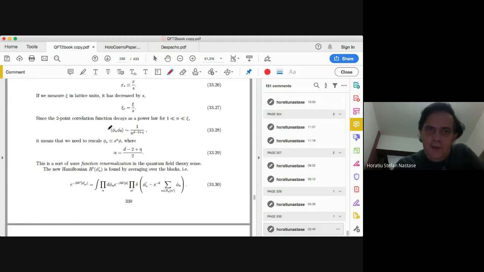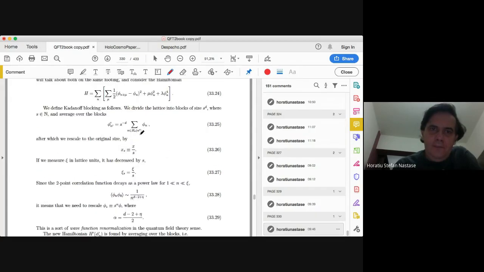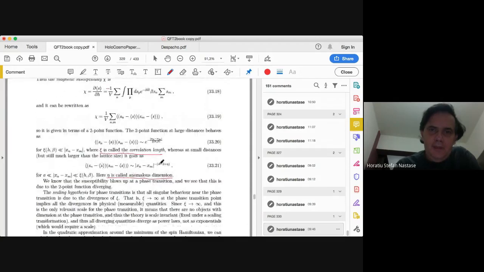But since the two-point function decays as a power law for the case of the distance, this discrete distance, I'll call it n. So distance in x space would be n times the lattice size a. So n much smaller than xi. I mean xi over a in the same way. The two-point function would go like a power law, so 1 over n, n being the discrete distance between the two fields, to the power d minus 2 plus eta, right? It said d minus 2 plus eta.